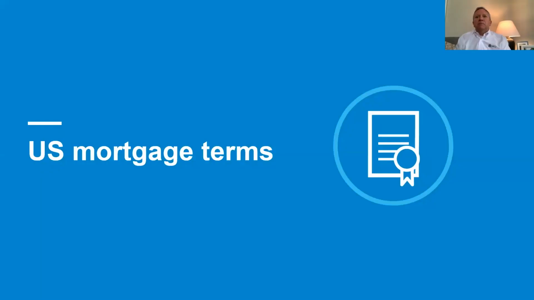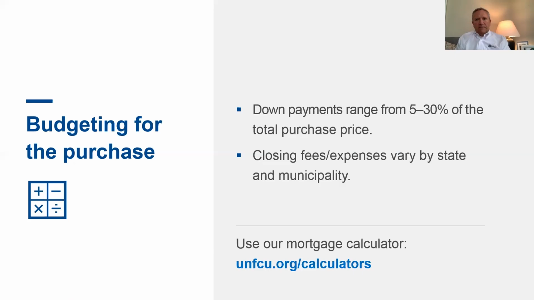Let's touch on some of those basic mortgage terms that we use. So on the next slide, I mentioned down payments. So we've really already touched on this a bit. Down payments, again, the portion of the purchase price that you're paying out of your own funds. And that ranges anywhere from 5% to 30% of the purchase price.